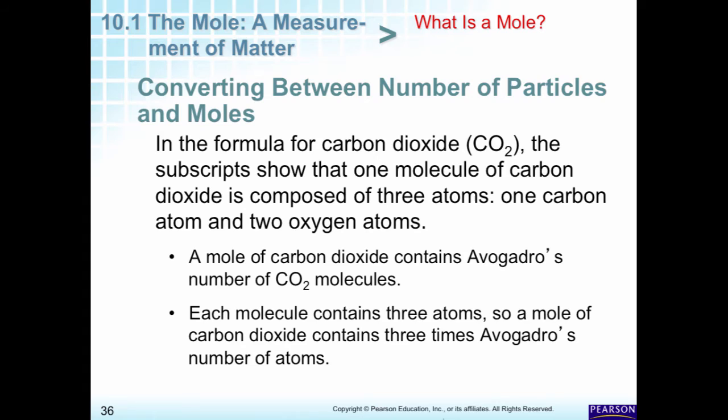Let's look at this. If we want to convert between number of particles and moles, we can look at carbon dioxide as an example. Carbon dioxide has carbon and oxygen in it, and carbon and oxygen are in a ratio of 1 to 2. So in this molecule, we have 3 atoms. If we have a mole of carbon dioxide, we could simply say there's 3 times 6.02 times 10 to the 23 atoms. We're not saying which atoms they are. If we want to know the total number of atoms here, we'd multiply Avogadro's number by 3.